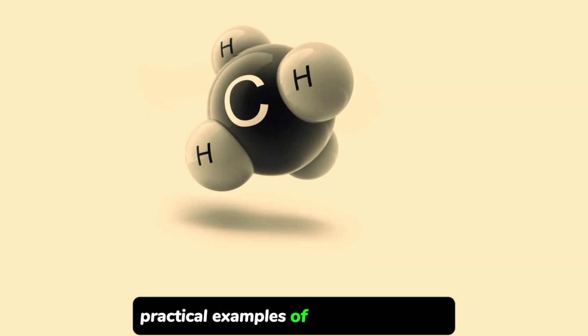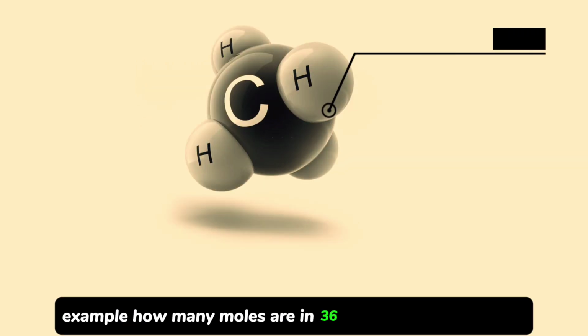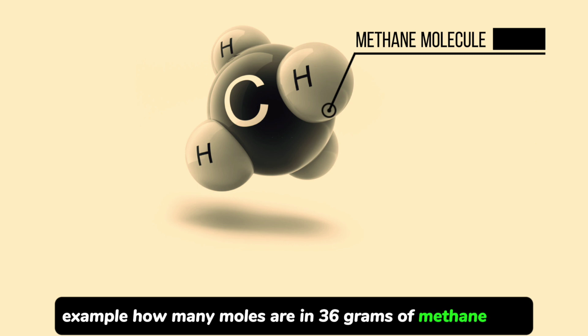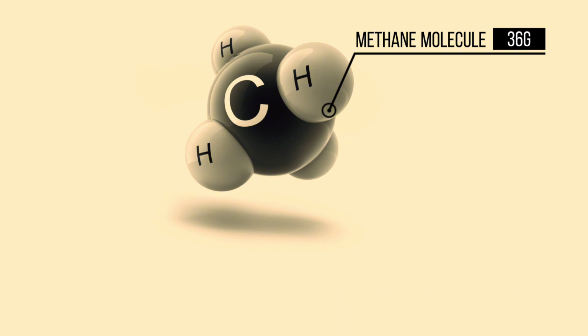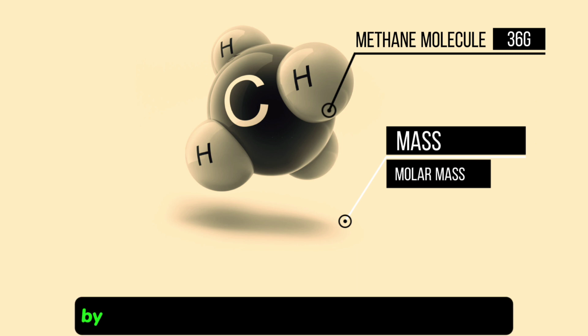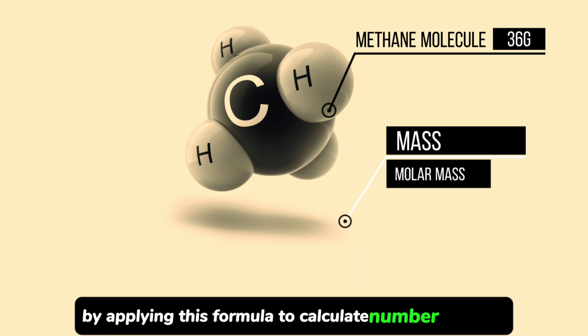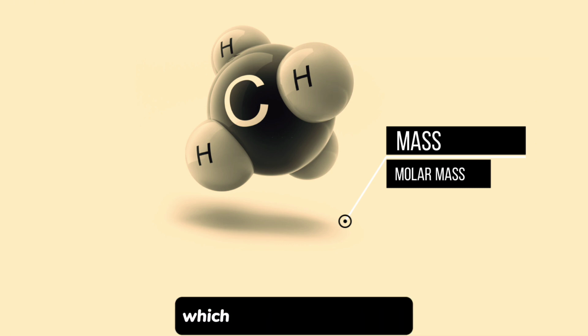Practical examples of mole conversions. Example: how many moles are in 36 grams of methane, CH4? To find out the number of moles in 36 grams of methane, use the formula: moles is equal to mass upon molar mass. By applying this formula, we get moles is equal to 36 gram upon 16 gram per mole, which is equal to 2.25 moles.